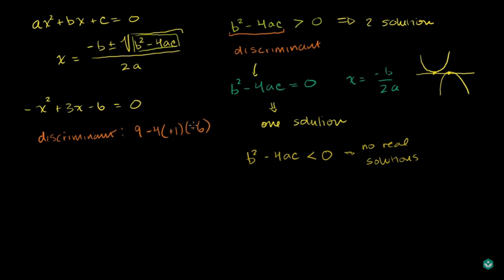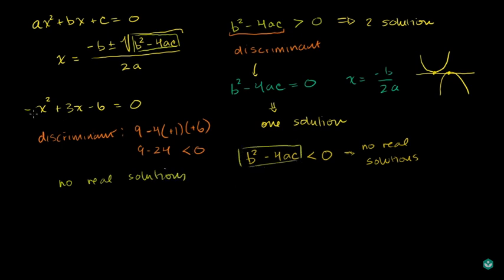This negative and that negative cancel out, but we still have that negative out there. So it's 9 minus 4 times 6. This is 9 minus 24, which is less than 0. So we're going to have a number smaller than 0 under the radical. So we have no real solutions. No real solutions. That was this scenario right here.